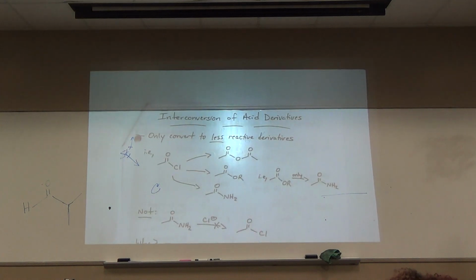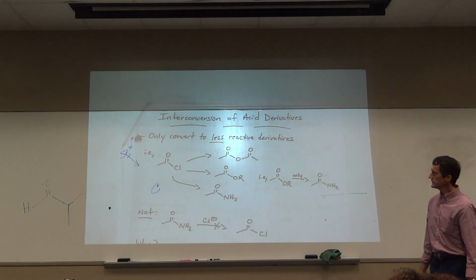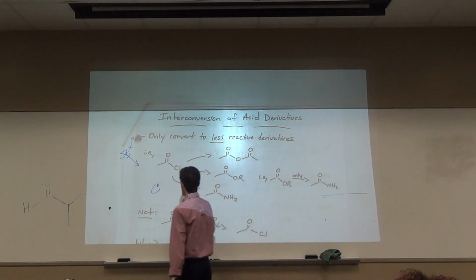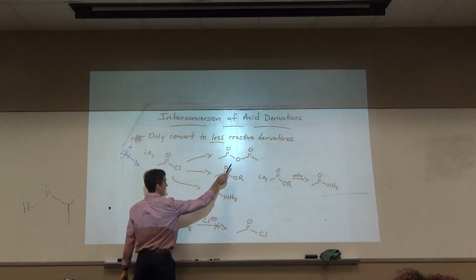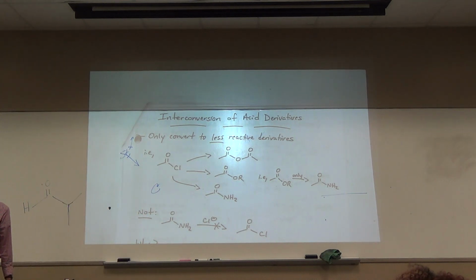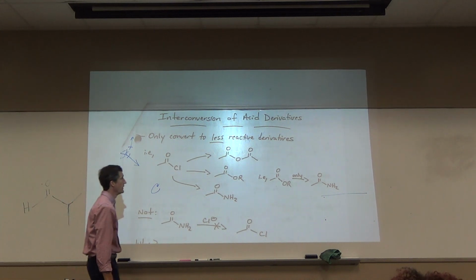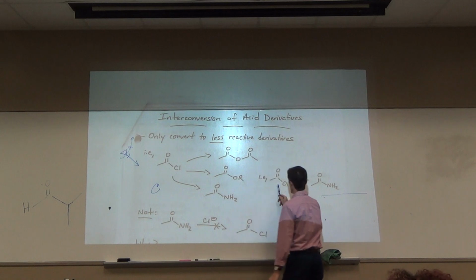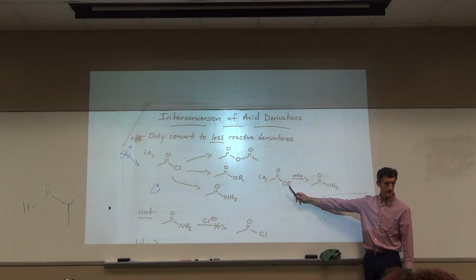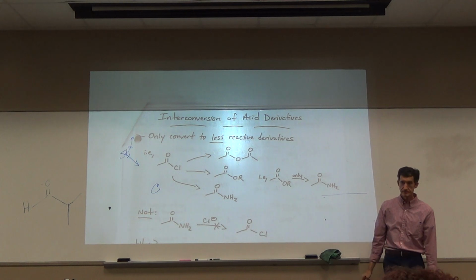Interconversion of acid derivatives. You can only convert to a less reactive derivative. Acid chlorides can be converted to anhydrides, esters, or amides because all 3 of those are less reactive. Esters can only be converted to what? What's less reactive than an ester? Amide. Only an amide.